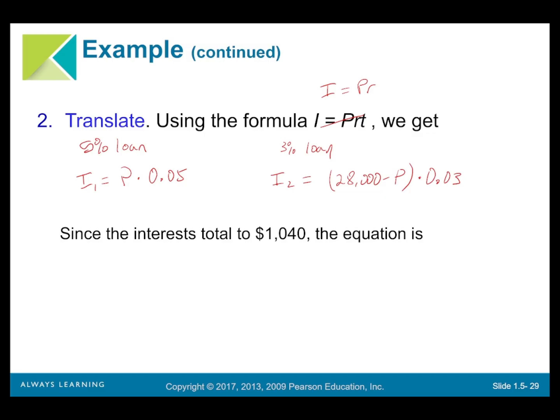So since the interest totals to $1,040, we know if we add these two equations together, we should get $1,040. So let me write this in a normal order: 0.05 P plus 0.03 times 28,000 minus P, and that equals 1,040. So we've used the two rates. We used what we defined P as to get our principal amount for the 5% is just P. The principal amount for the 3% is 28,000 minus P. And we know those two interest amounts need to total to 1,040.